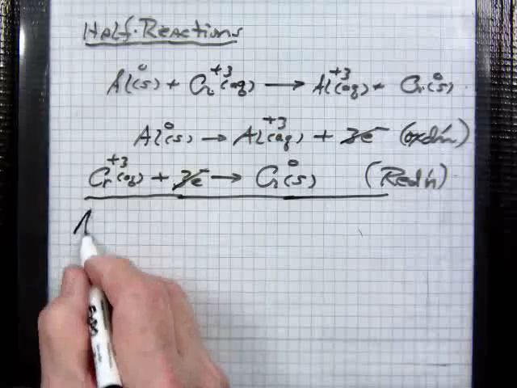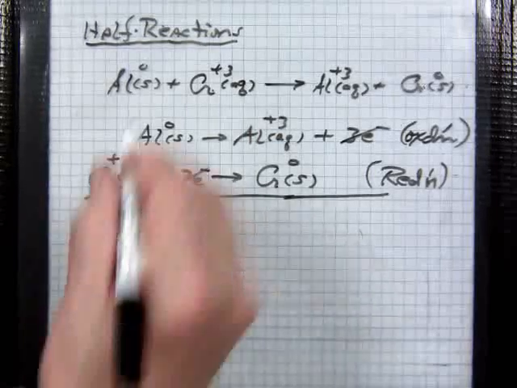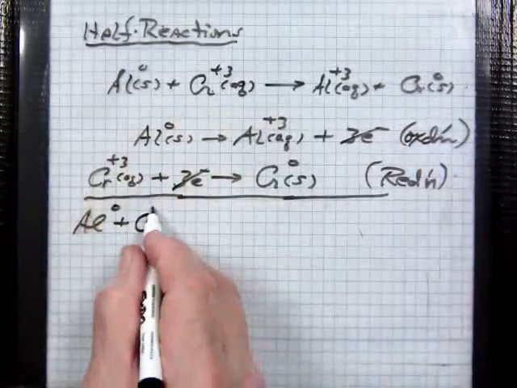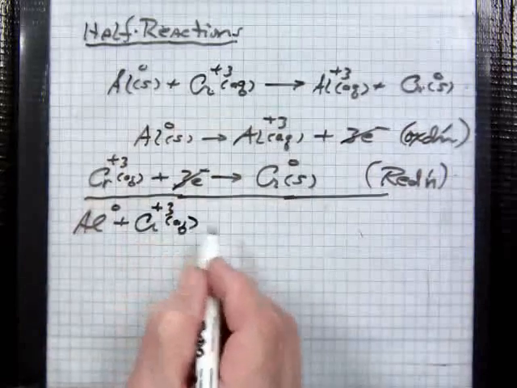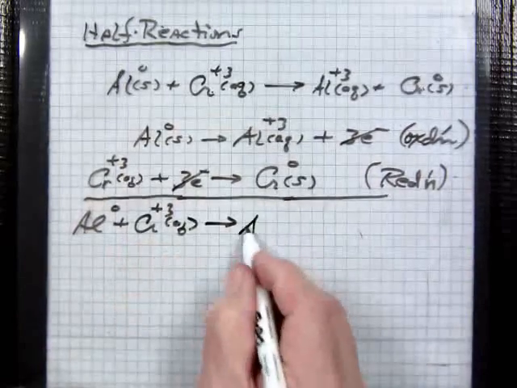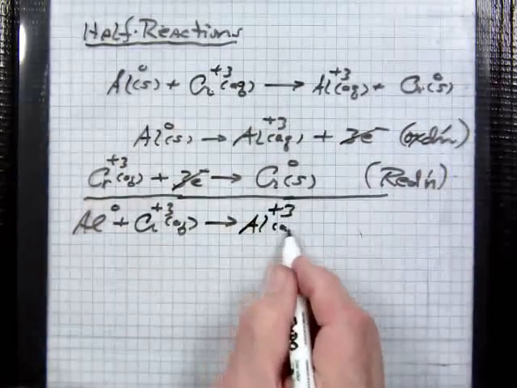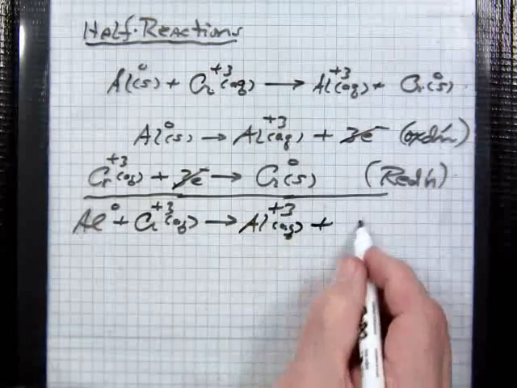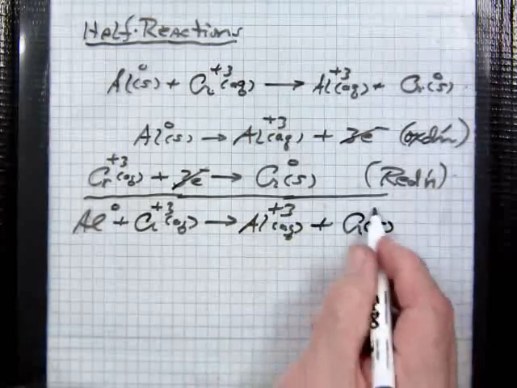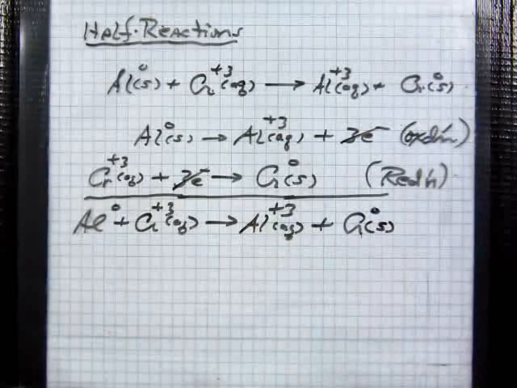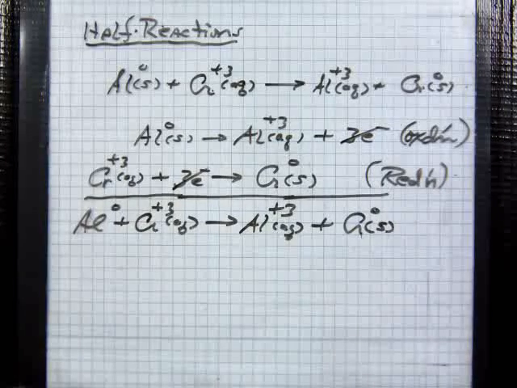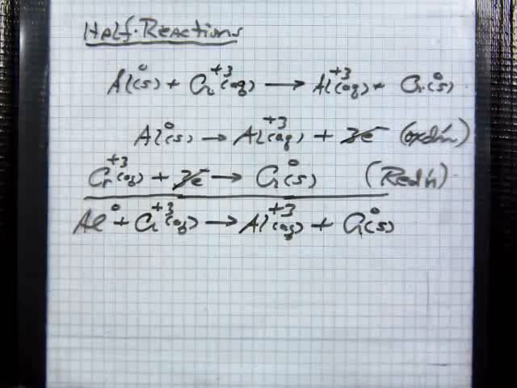And so that's aluminum, as we've shown up here, plus the chrome 3 aqueous, goes to aluminum 3 plus, the less active, and chrome falls out as a solid. And this is the fundamentals of metallic plating.